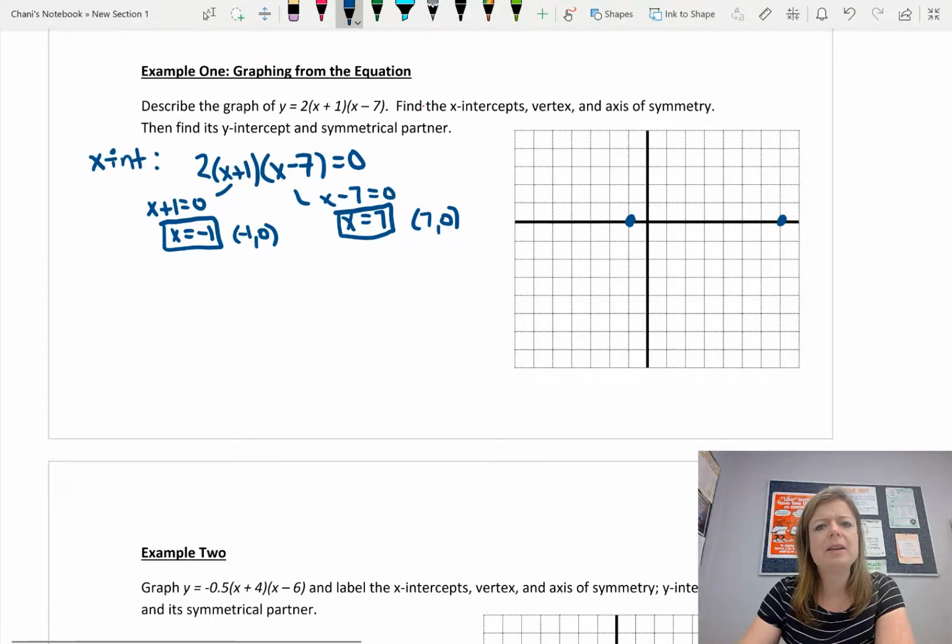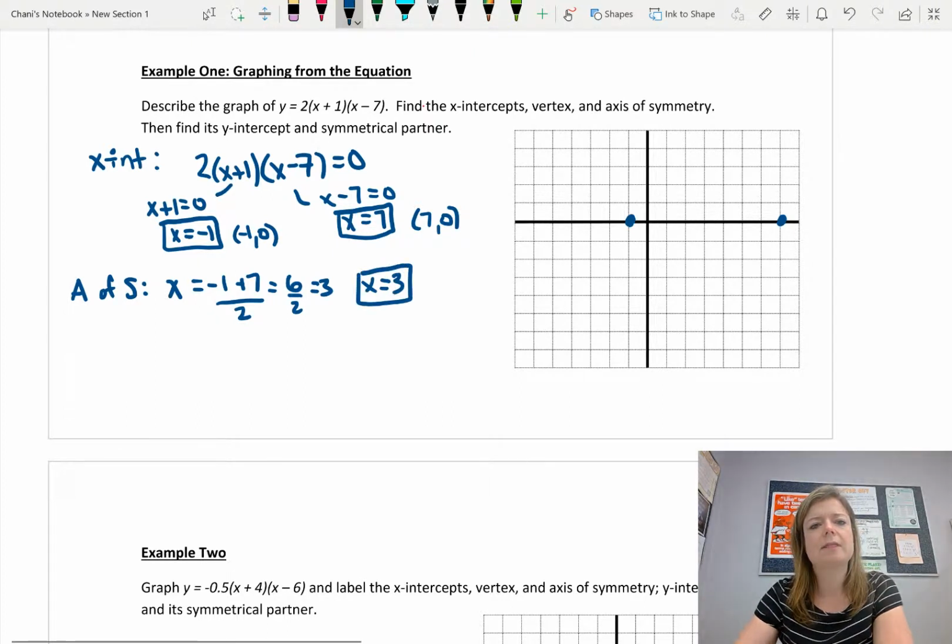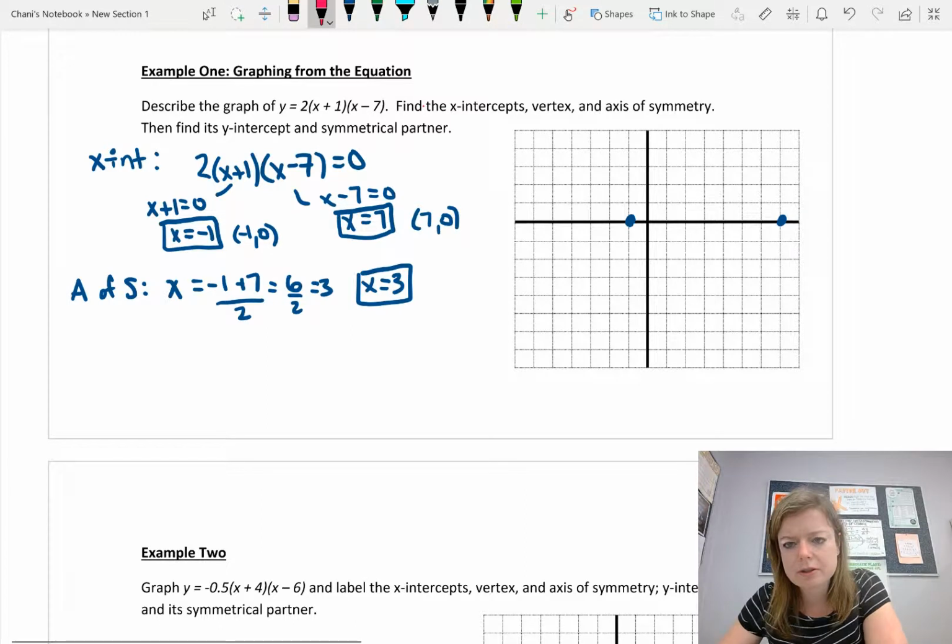Okay, so now let's find the axis of symmetry next. So that is halfway between our two zeros. So -1 plus 7 divided by 2 is 6 divided by 2, so 3. So x equals 3 is the axis of symmetry. So I'll use another color to show that here. And I'm sure you are using a ruler right now.